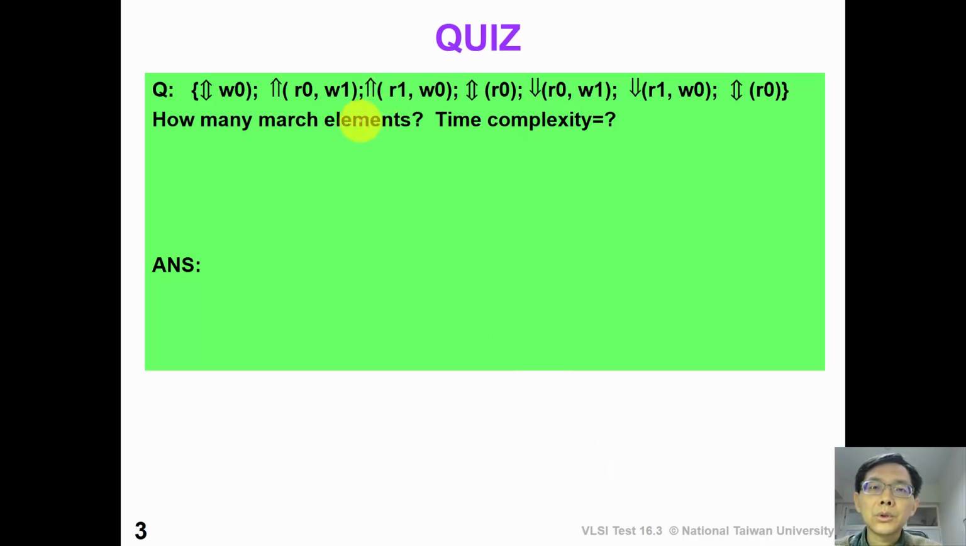Now it's a short quiz for you. Given this March test, please tell me how many March elements there are and what the time complexity is. Okay, are you finished? We have 1, 2, 3, 4, 5, 6, 7 March elements. And 1, 2, 3, 4, 5, 6, 7, 8, 9, 10, 11 operations. So the time complexity is 11n. Is it very simple?